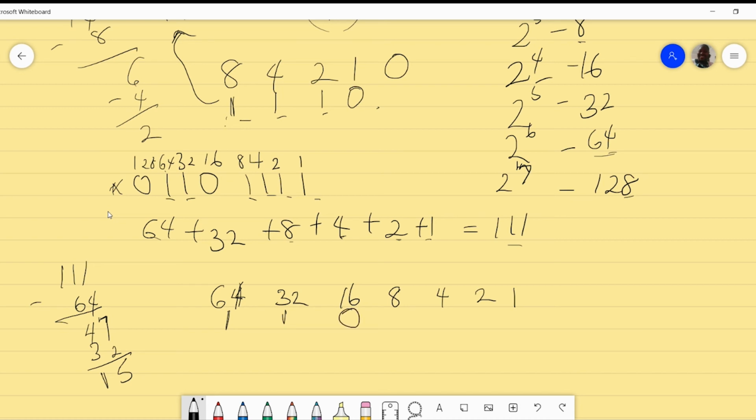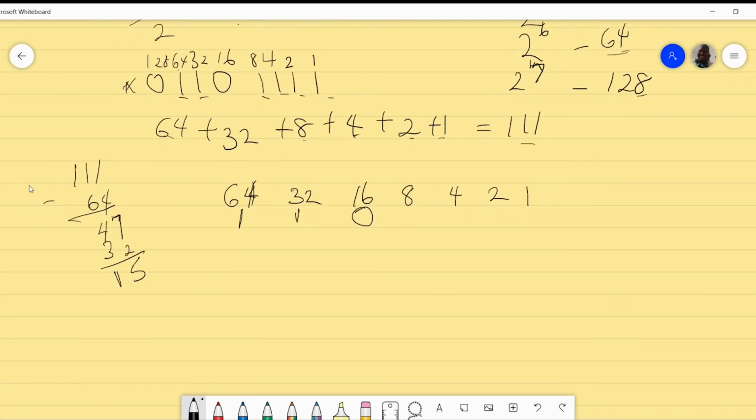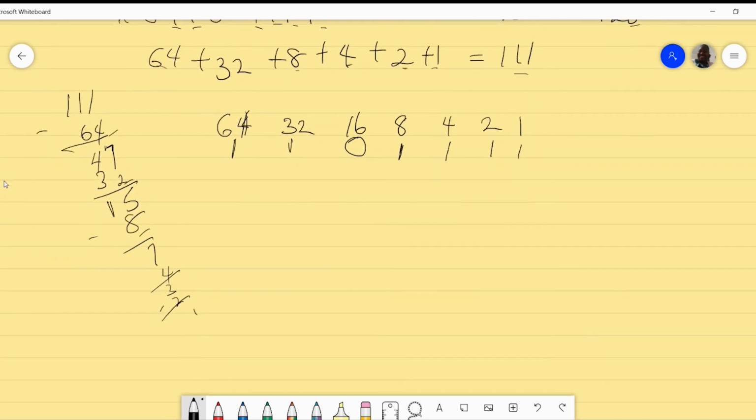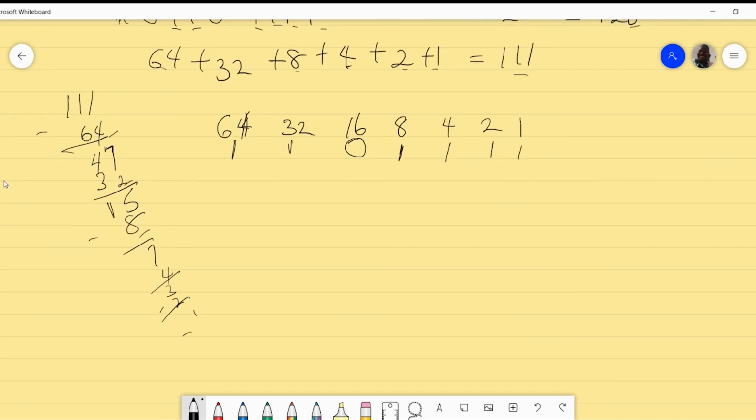We can have our 8. If we deduct 8 from 15, we have 7 left. So we're going to put 1 under 8, because we put 1 under the numbers we are able to deduct. Under 7, we can deduct 4, and that should give us 3. And under that, we can have our 2 and 1 in 3. And 1 minus 1 should give us 0.